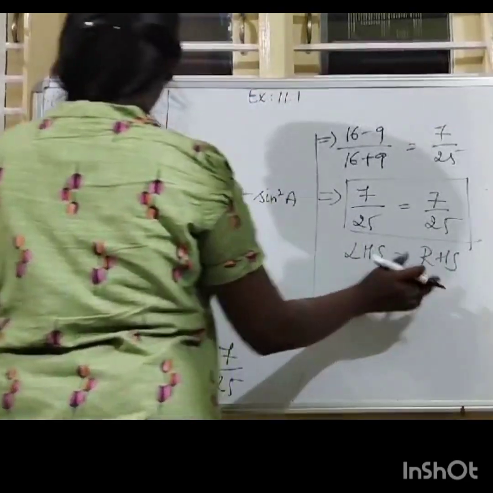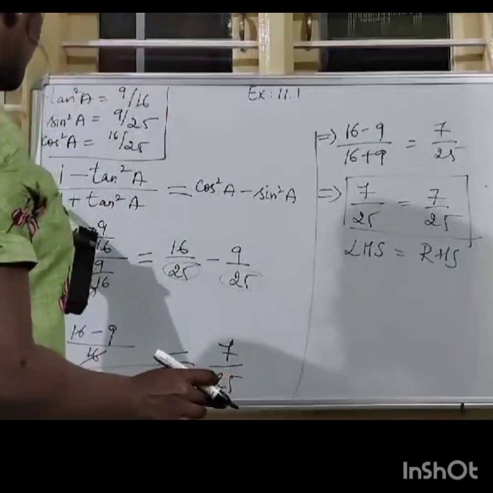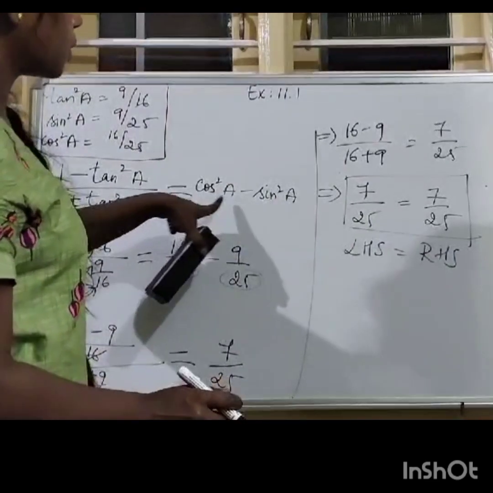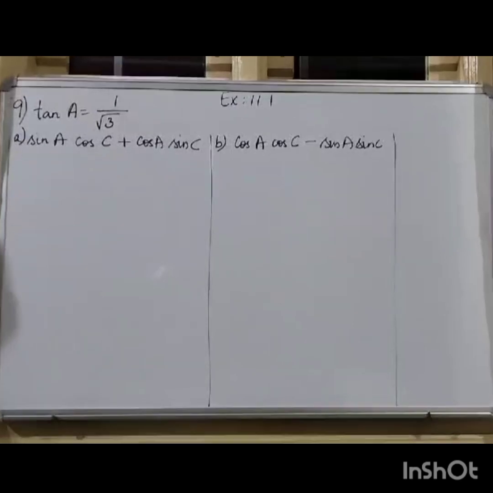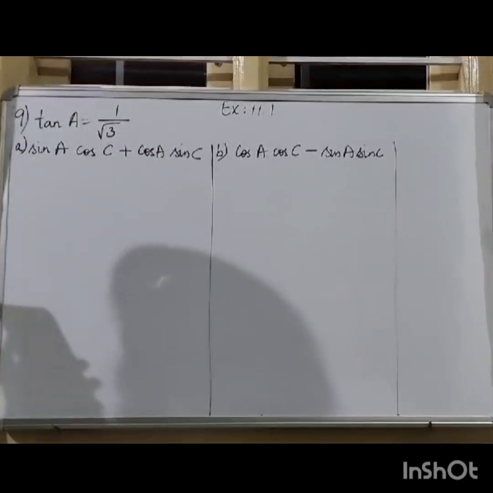So hence it is proved that 1 minus tan square A divided by 1 plus tan square A is equal to cos square A minus sin square A. So this solves our 8th question. So now let us move on to the 9th question.